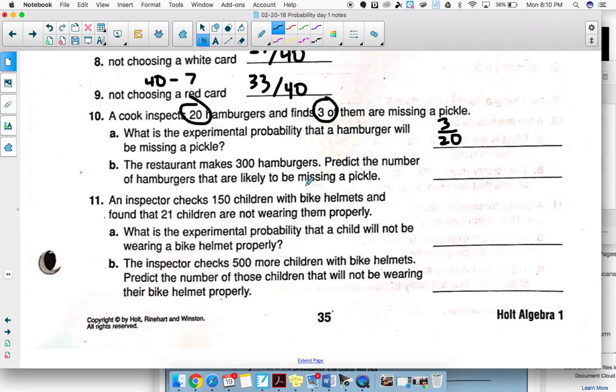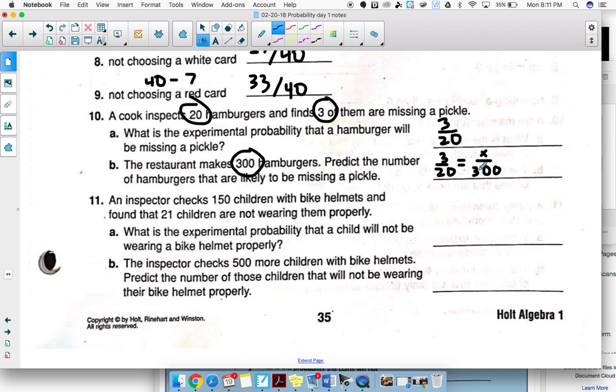Okay. Now, what we want to do is just set up a ratio. So 3 out of 20, 20 is the experimental probability. Well, what they're giving us here is like a new sample space. So now we're saying, okay, if we enlarge the group of 20 to 300, how many out of that 300 would be missing a pickle?